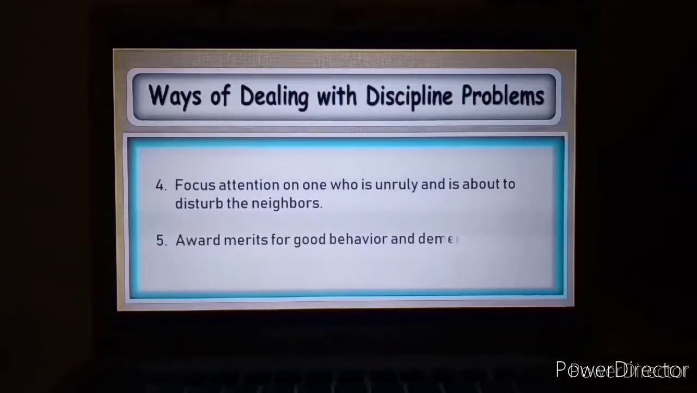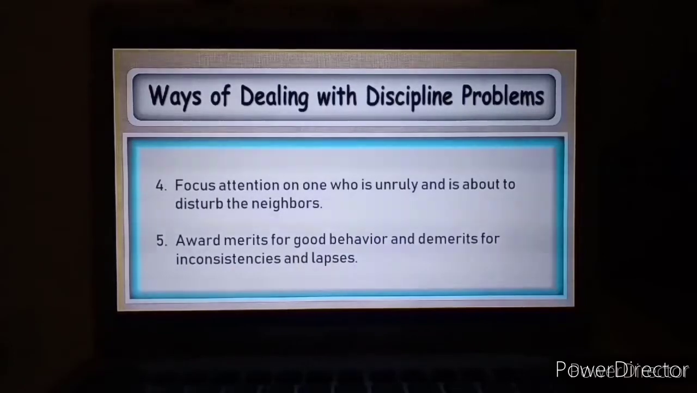Fifth is award merits for good behavior and demerits for inconsistency and lapses. So example, magtag-ag candy for the students who are most behave. So, matagag candy. So na dapat if na mga students nga misbehave, magdidakag mga points. Yeah, di nimo sila tagaan og mga rewards. So in that way, mas ma-persuade ang different students nga magbuhat og mayo.